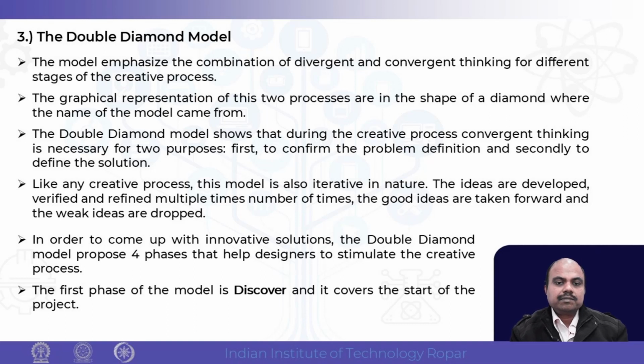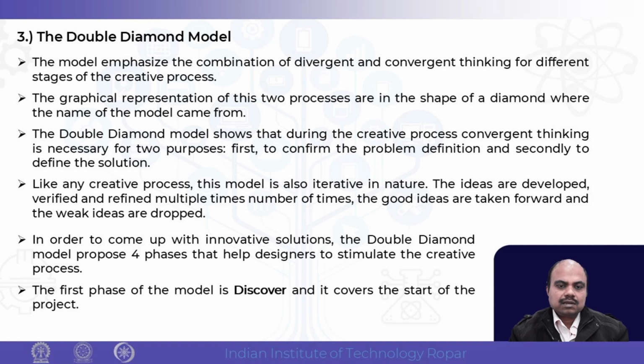So the double diamond method is a combination of divergent and convergent thinking for different stages of the creative process. The graphical representation of these two processes is in the shape of a diamond, which gives it its name. So the double diamond method shows that during the creative process, convergent thinking and divergent thinking are both important. Convergent thinking is necessary for two purposes. First, to confirm the problem definition, and secondly, to define the problem.